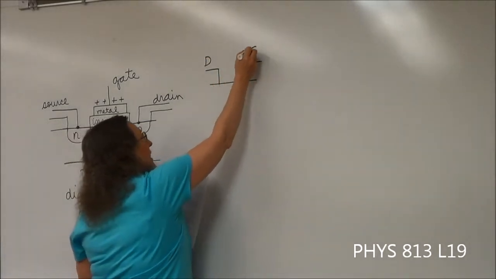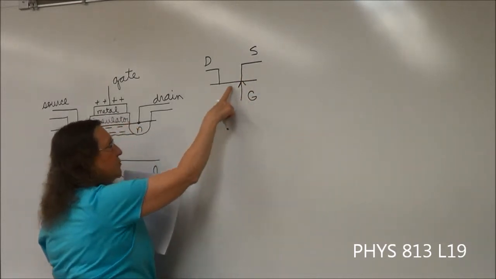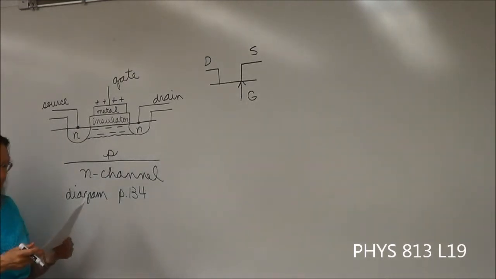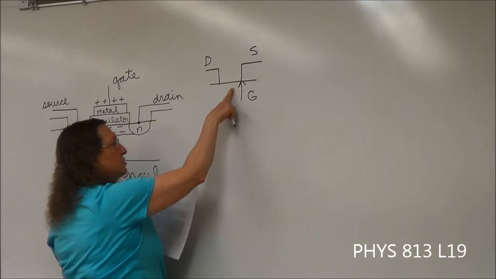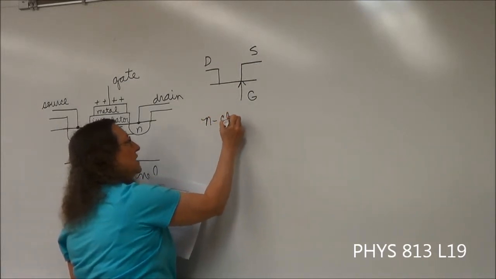This is the drain, this is the source, and this is the gate. Now why they put the gate going there with the source, I don't know, but that's the standard notation. And this is the direction of current, and this is the N channel.